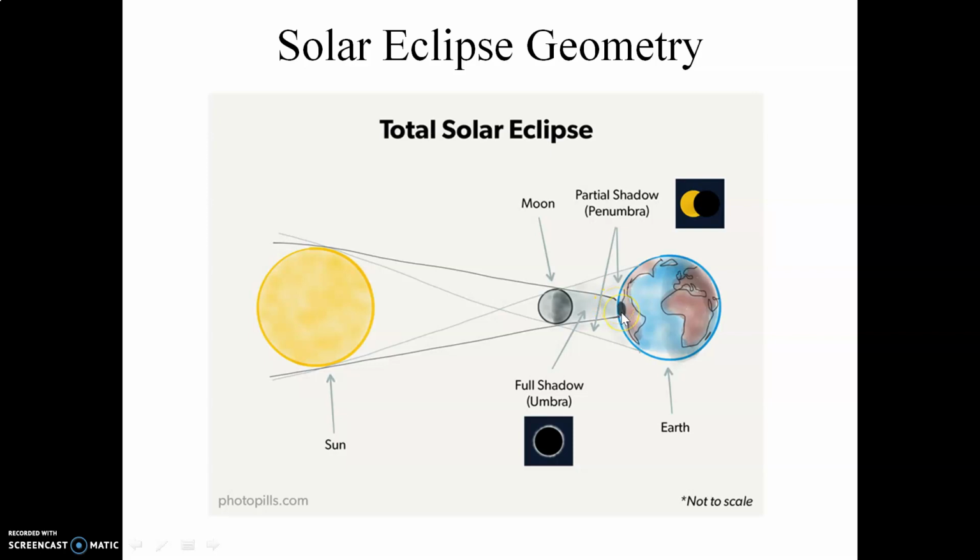So if you happen to be one of the lucky ones, that is, if you are standing in what is called the path of totality, then the umbra will reach your location, and therefore you will see a total solar eclipse. The sun will completely be covered up by the moon.